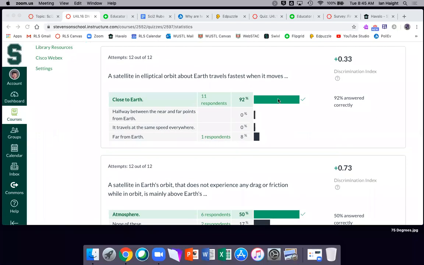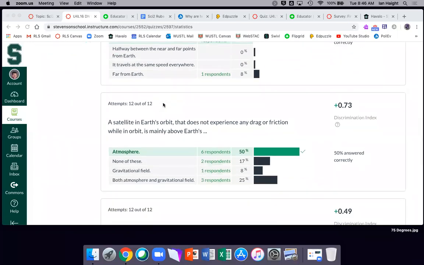So first question, a satellite in elliptical orbit travels around Earth fastest when it moves... The correct answer was close to Earth, which most of you got. Think of it again as sort of slingshotting around, right? It goes really fast around its center of orbit, and then it's thrown out into space and kind of slowly makes its way back towards it.